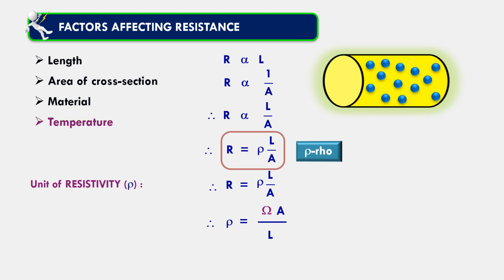So in place of resistance I put omega, meter square in place of area, and meter in place of length. So meter square by meter cancels to meter. So the SI unit of resistivity is ohm meter, or omega meter.